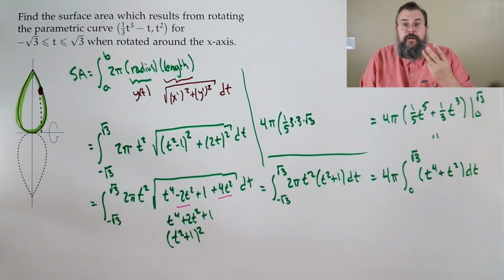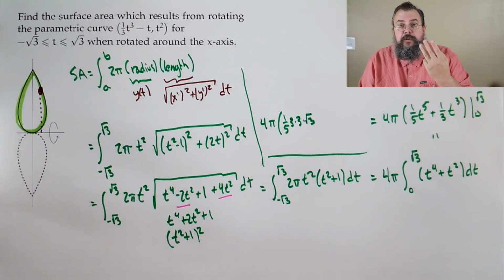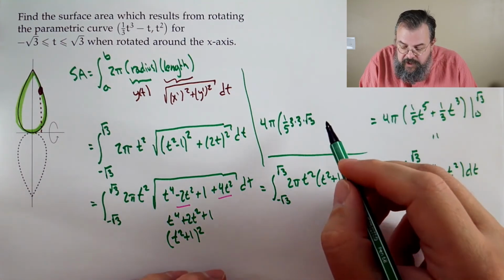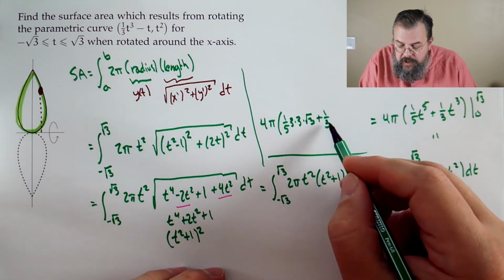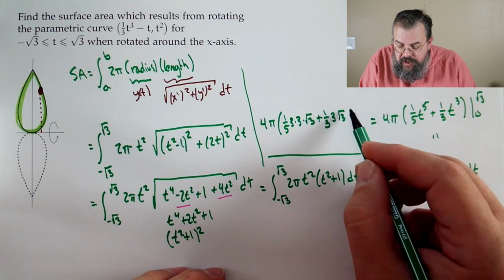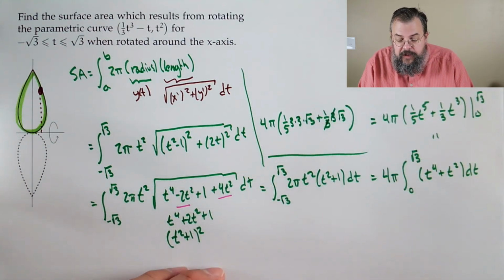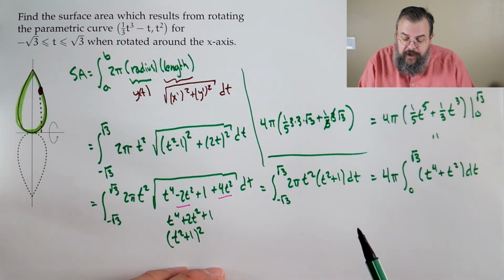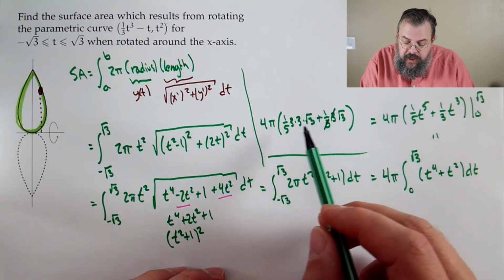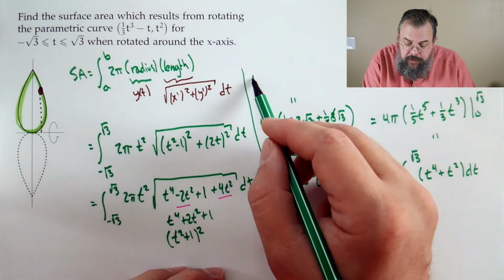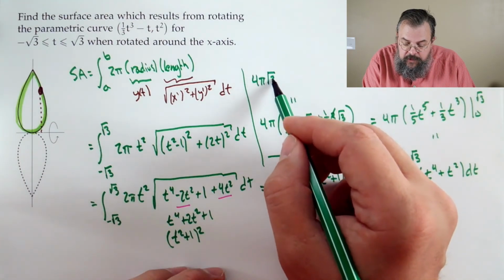The same thing happens when you have root 3 cubed, right? So we have 3 of them. 2 of them become a 3, and then there's 1 left over. So plus 1/3 times 3 root 3. Well, at least here, it cancels nicely. You have a root 3. And what can you do? Well, you can pull the root 3 out. So that's 4 pi times root 3.